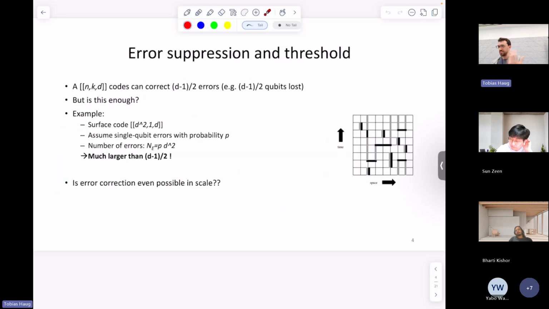Okay, so what does this imply? This leads to some very interesting observations. Let's say we have a generic [[n, k, d]] code: n qubits, k logicals, and distance d. As I said before, we can reliably correct up to (d minus 1)/2 errors, because if you have this many errors, then our syndrome measurements will correctly identify that the most likely error is always the one that satisfies this condition. But you can now ask the question: is this enough?